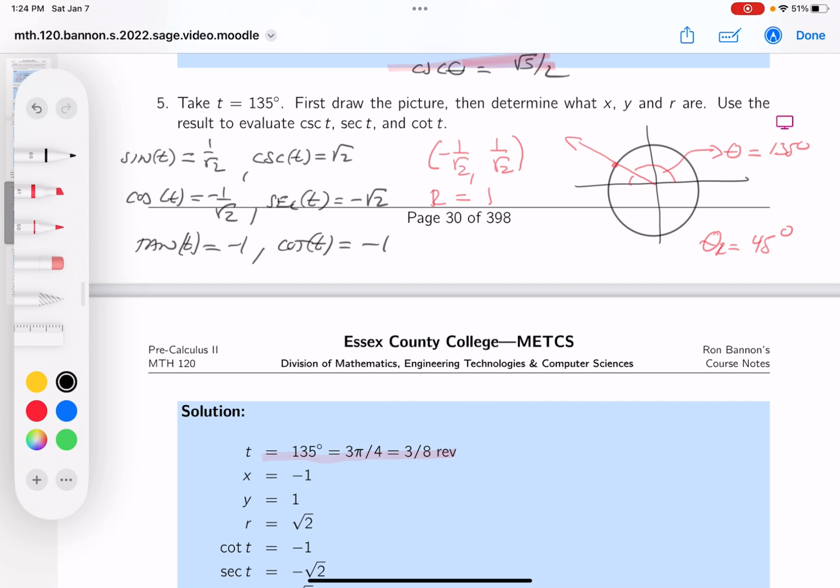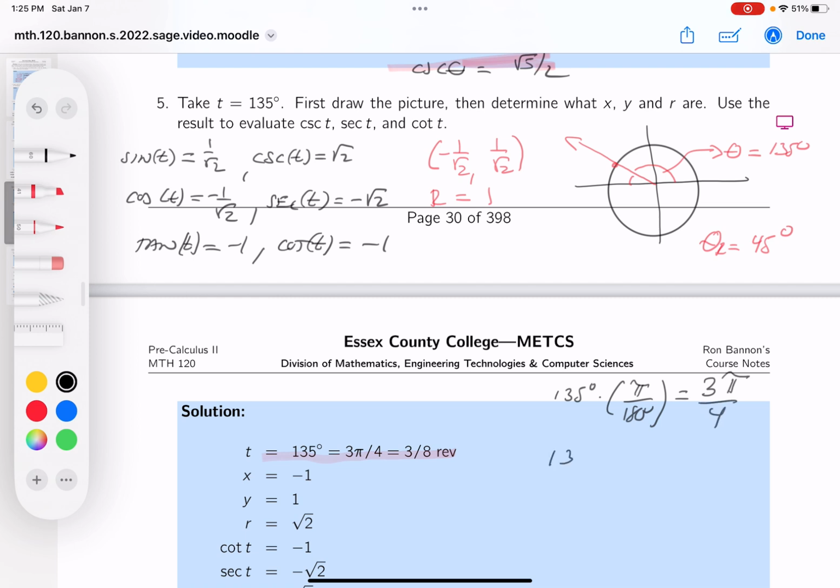And you get more familiar over time, by the way. So 135 degrees times pi over 180. That's a unit conversion factor. Certainly degrees cancel off. I divide through by 45. And what would you get? You would get 3 pi over 4.